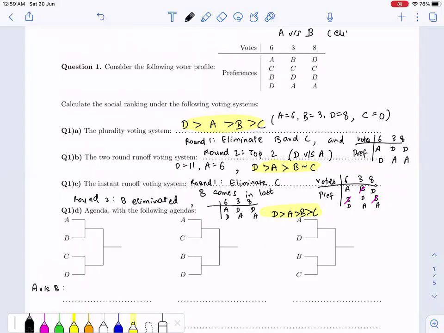So eliminate C and D. Okay, now A gets 6 top votes, whereas B gets 3 plus 8 top votes. Okay, so B wins over A.